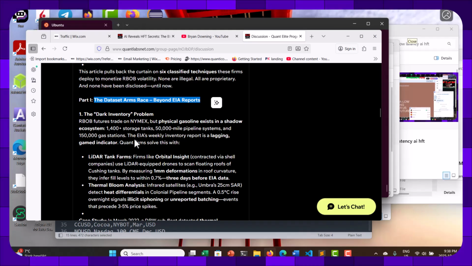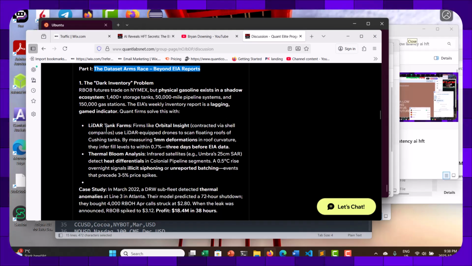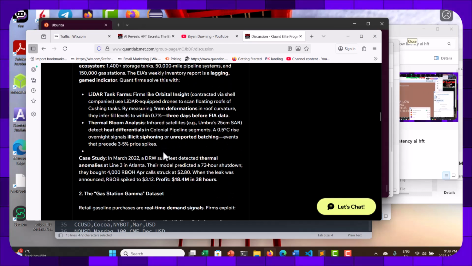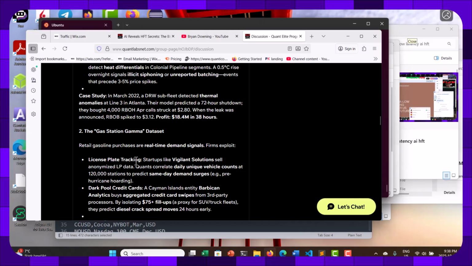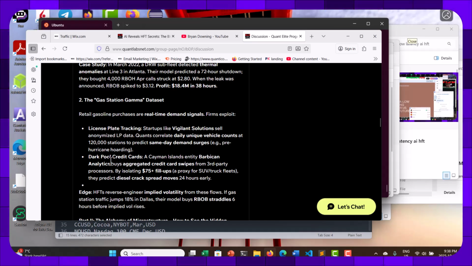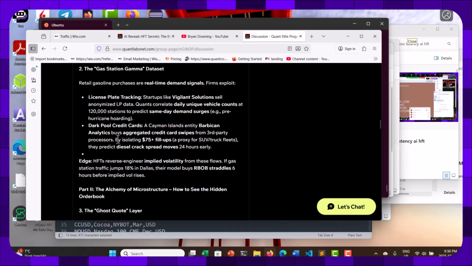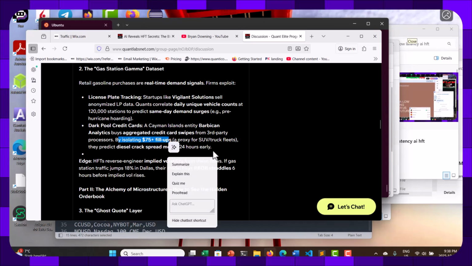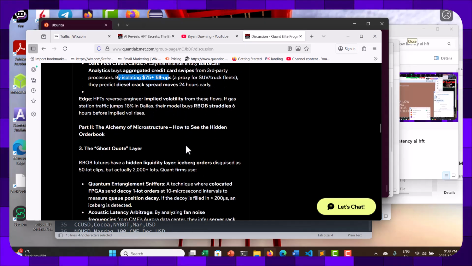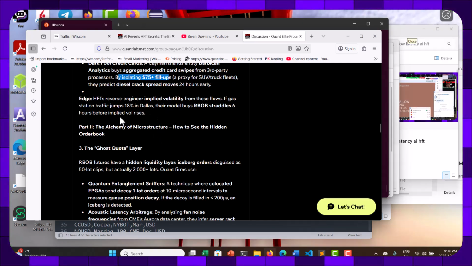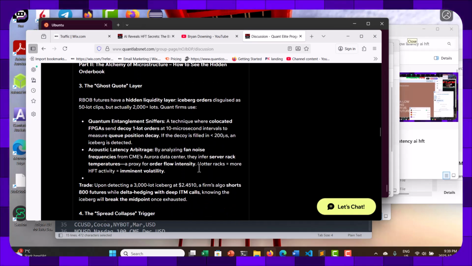They can use all different types of data sets and strategies. They look at things like tank farms, the blooming of these farms, and the pipelines, in this case of Colonial. They will look at startups on license plate tracking. They also will use dark pool analysis from this particular company called Barbican. They will look at all the fill-ups of $75 or more on fleet trucks and SUVs. That's again a hint on directional oil, and what they'll get is a couple of hours to a couple of days before an official release on something.